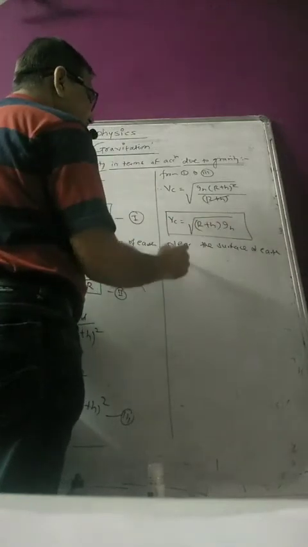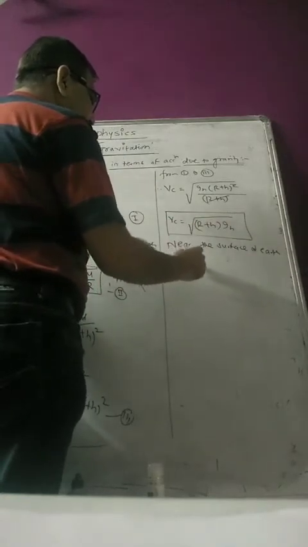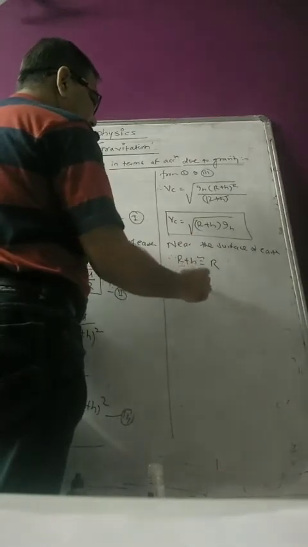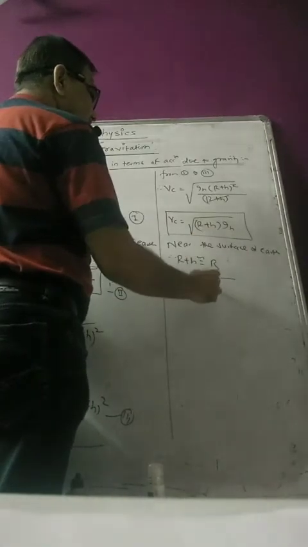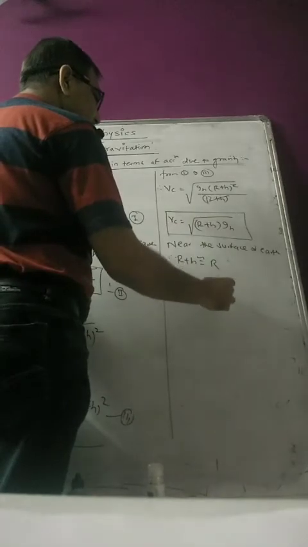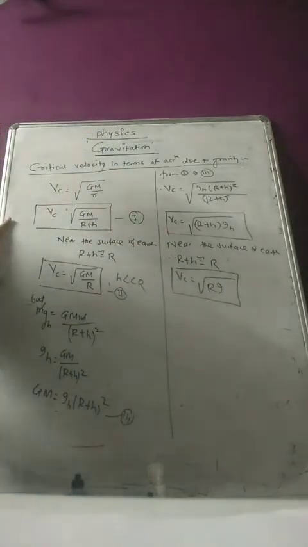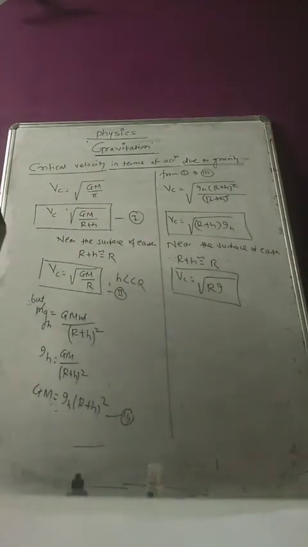So now again the question comes: r plus h is approximately r, and so the critical velocity is equal to the square root of g into r. So that will be the critical velocity. But look, this critical velocity is near the surface of the earth.